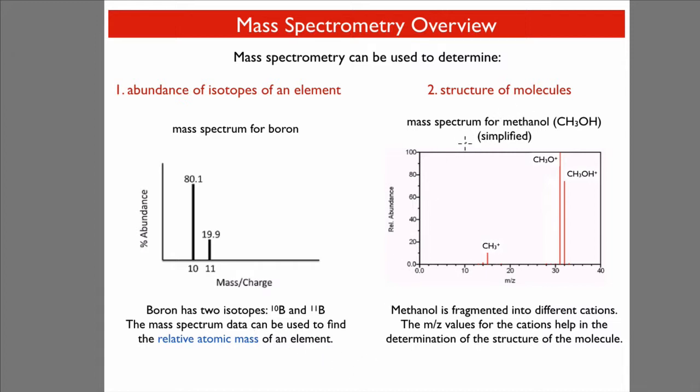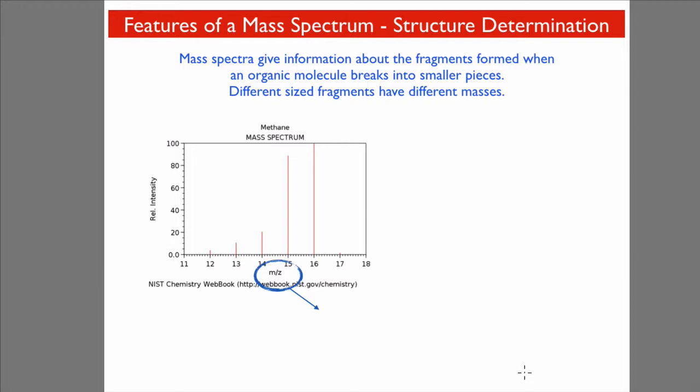Structure of molecules. The mass spectrum for methanol is shown below, and it's simplified a little bit, but methanol is fragmented into different cations. The mass to charge values for the cations help in the determination of the structure of the molecule. We'll get into some detail about that. The mass spectra give information about the fragments formed when an organic molecule breaks into smaller pieces. Different sized fragments have different masses. So each peak here is just a fragment of the broken up molecule.